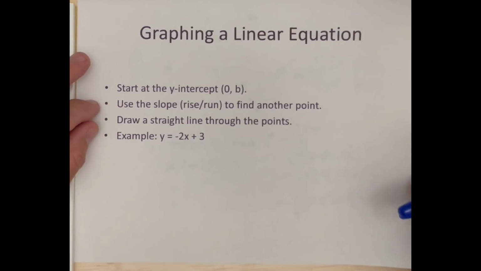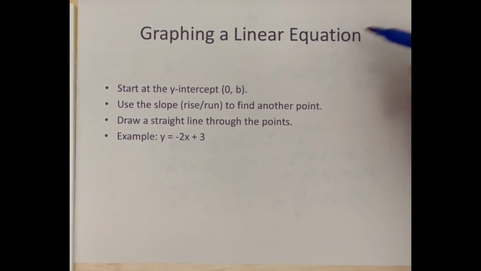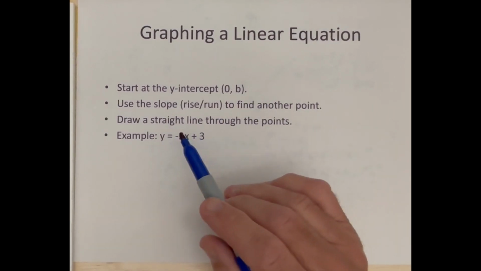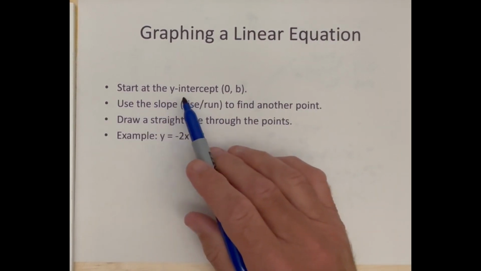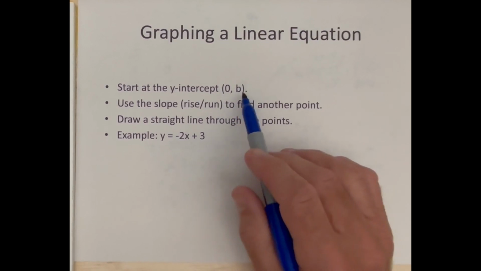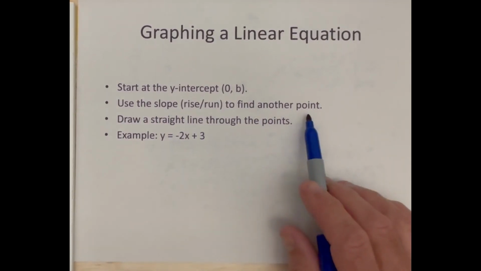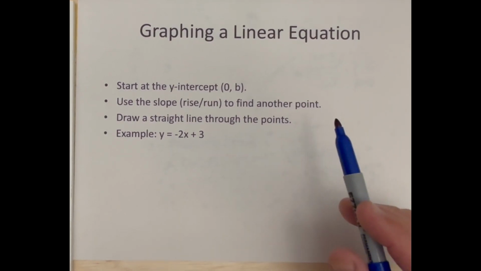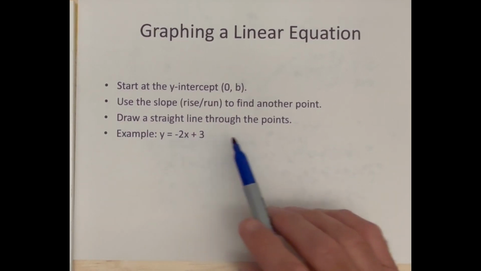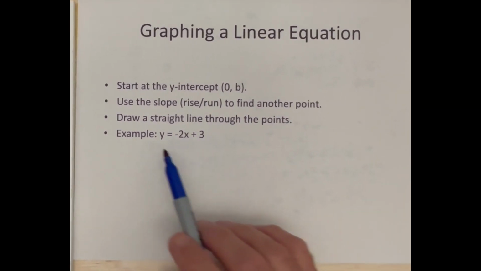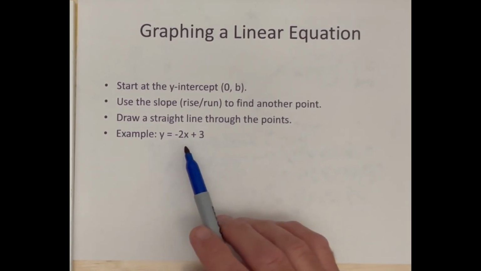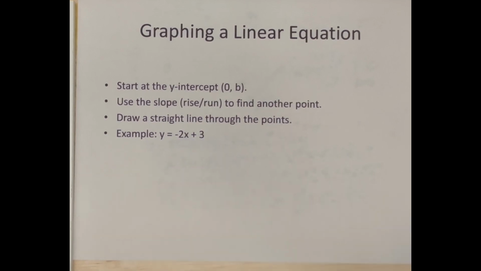Next, we will look at graphing a linear equation. There's two ways of really doing this. The first is we start at the y-intercept, 0 and b, and use the slope, the rise over the run, to find another point, or draw the slope of the line and draw a straight line through the points. So let's look at the example, y is equal to minus 2x plus 3.